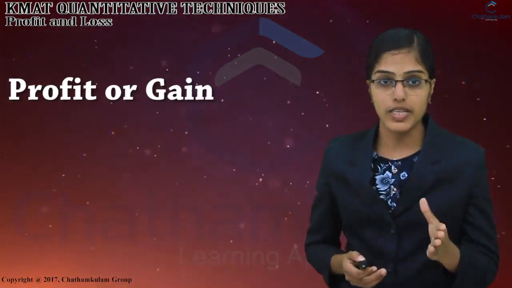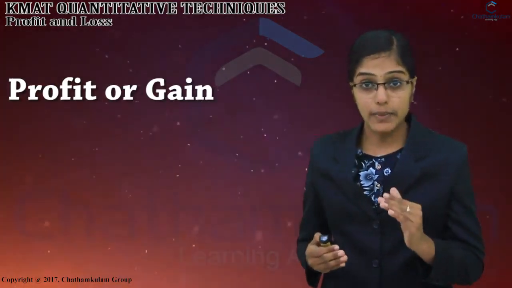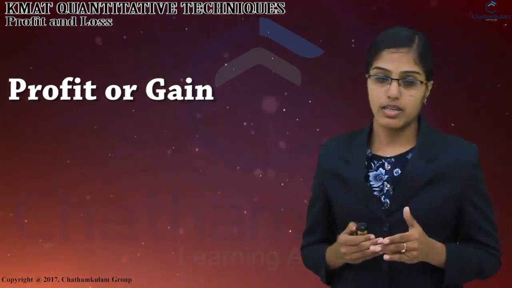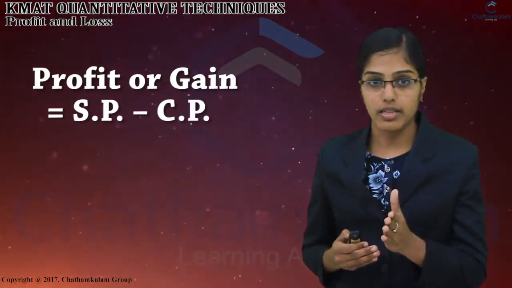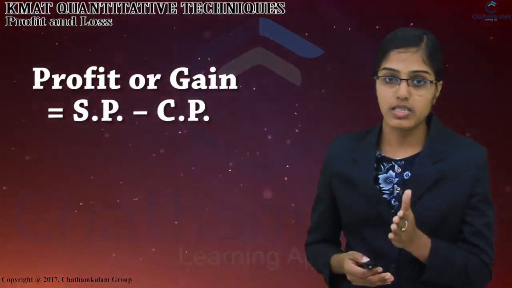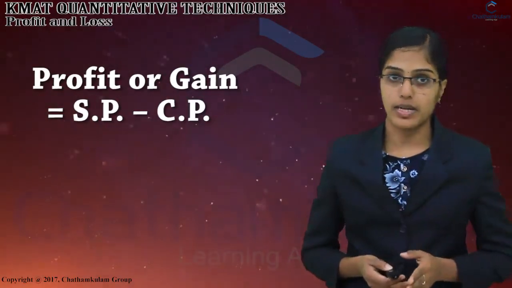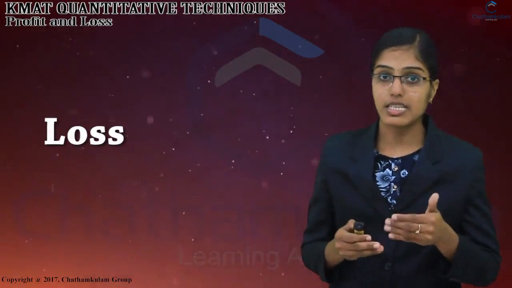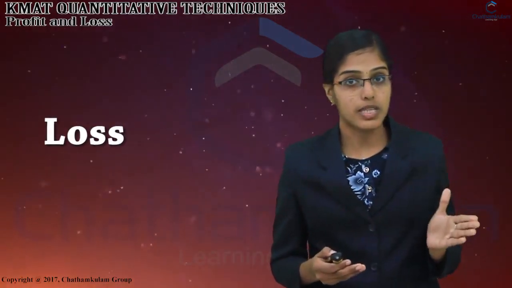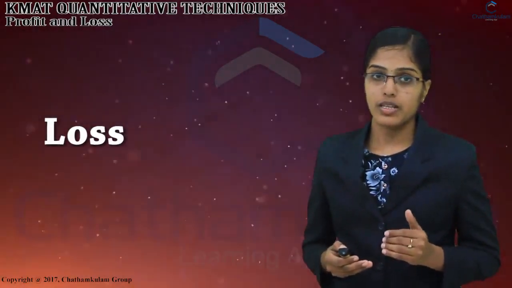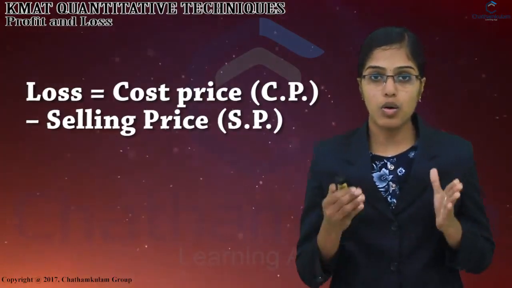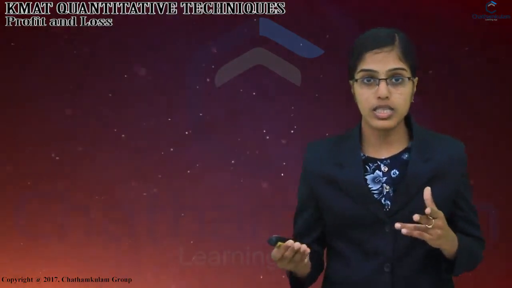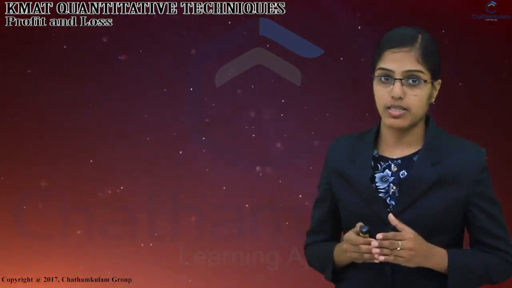Next one is profit or gain. If the selling price is more than the cost price, the difference between them is the profit incurred. The formula is SP minus CP, that is selling price minus cost price. Next one is loss. If the selling price is less than the cost price, the difference between them is the loss incurred. The formula is loss is equal to cost price minus selling price. Profit or loss is always calculated on the cost price.